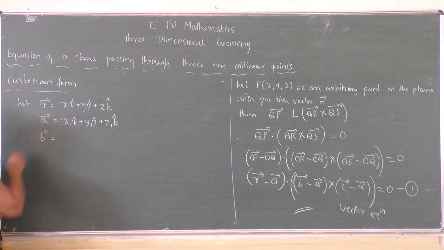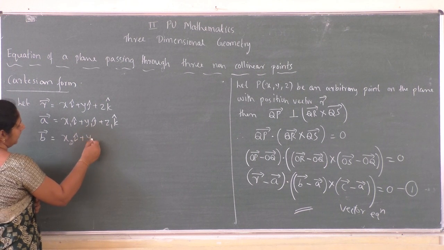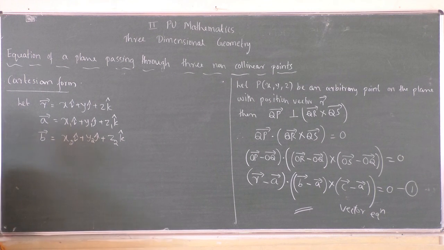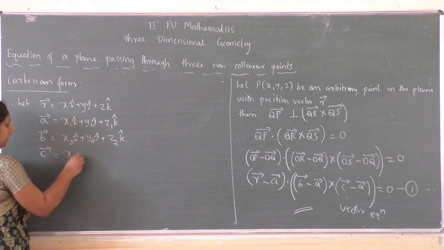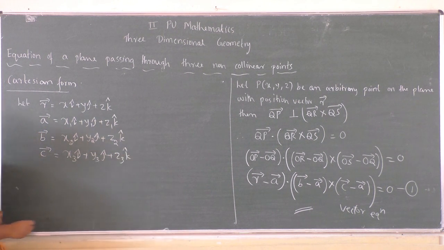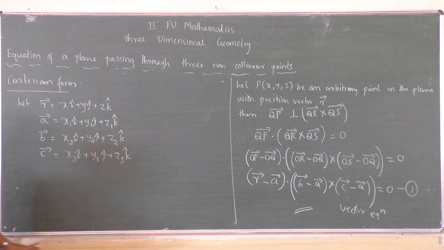B vector is the position vector of point R. What is the coordinate of R? x2, y2, z2. Therefore B vector is x2i cap plus y2j cap plus z2k cap. Similarly, C vector is the position vector of S whose coordinates are x3, y3, z3. So C vector will be x3i cap plus y3j cap plus z3k cap. Now we have to find R vector minus A vector, B vector minus A vector and C vector minus A vector.